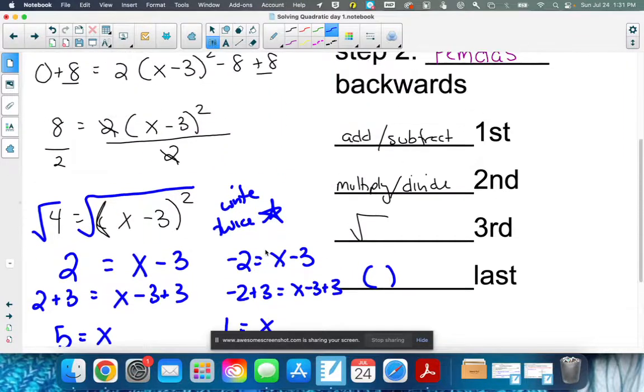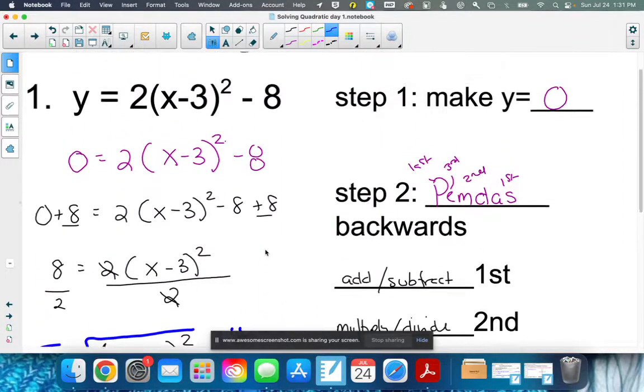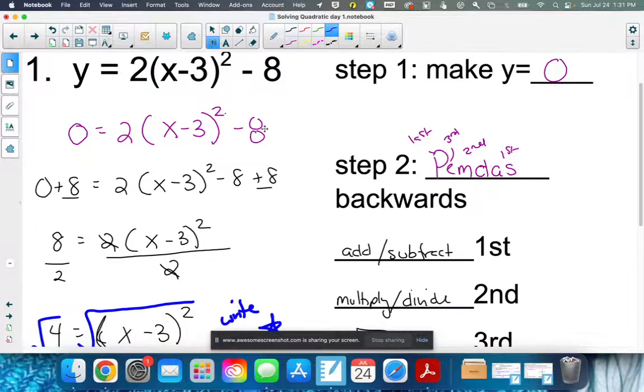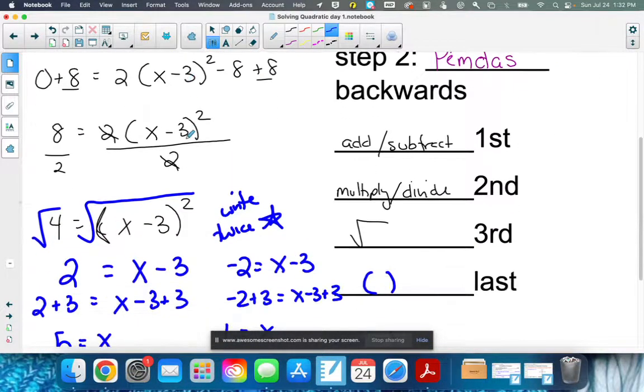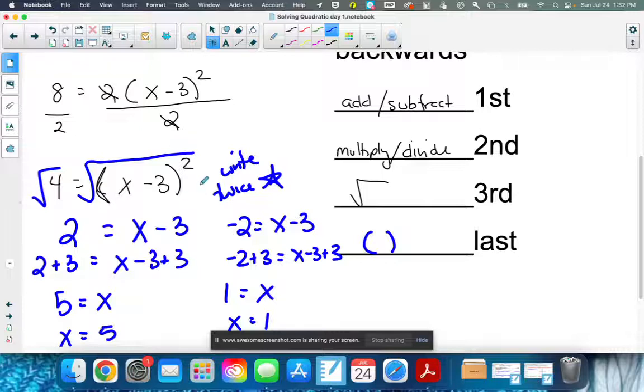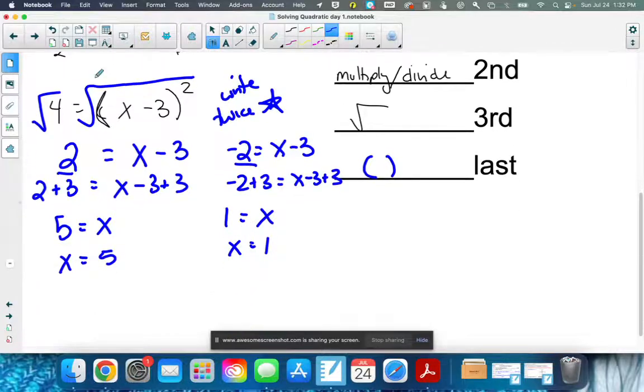Okay, so again, we're going to rewrite y as 0. And we're going to do our inverse operation steps all the way down to get x back by itself. The only hitch is that when you are taking the square root, you've got to write it twice, once for the positive, once for the negative. All right, so let's try a couple more.